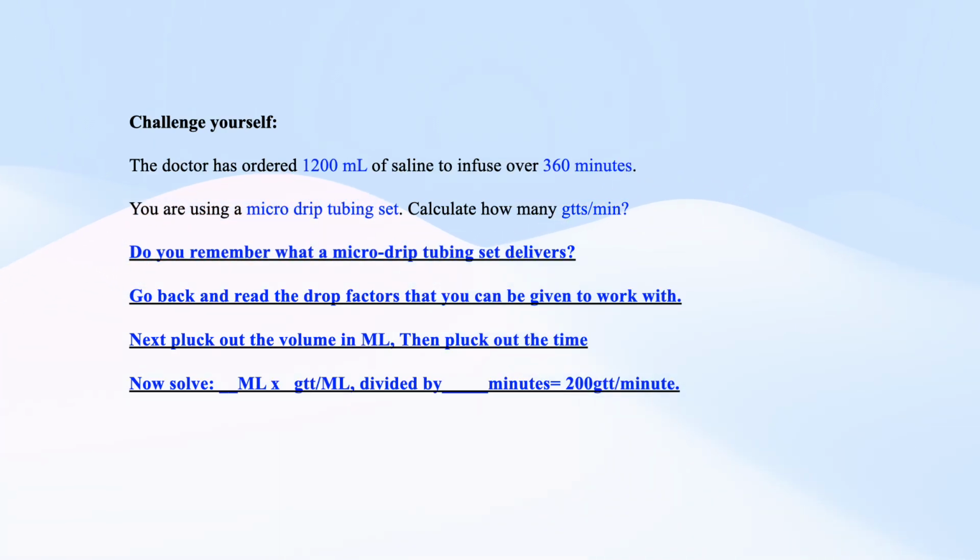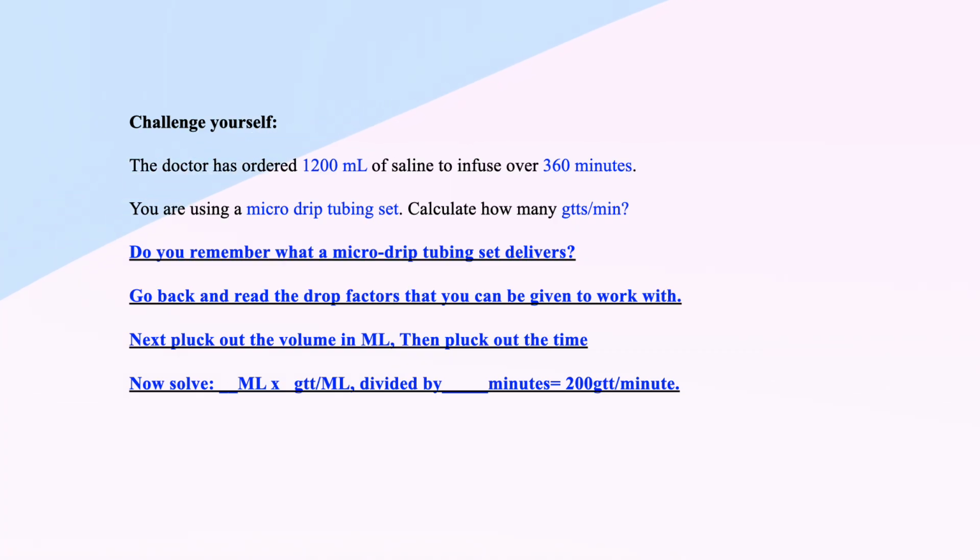All right, let's look at another challenge. The doctor has ordered 1200 ml of saline to infuse over 360 minutes. You are using a micro drip tubing set. Calculate how many drops per minute this infusion will be running. All right, so remember what a micro drip tubing set delivers. If you don't remember, just flick to the last slide. It tells you 60 drops per ml. And so with that in mind, now we are going to plug in the formula and solve our problem.